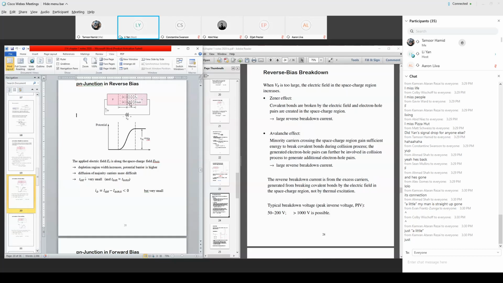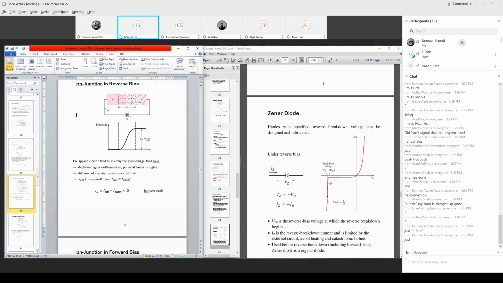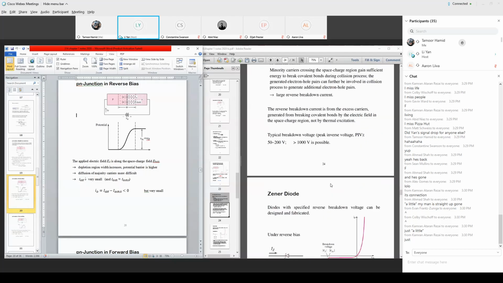Their carriers are created here. But we already said this is called the depletion region. That's why, before you break the covalent bonds in this region, you don't have a carrier. But the electric field can break a covalent bond in this region and free up the electrons and holes, and give rise to the so-called reverse breakdown current. Okay. Any questions? So that's what I wanted to say previously.